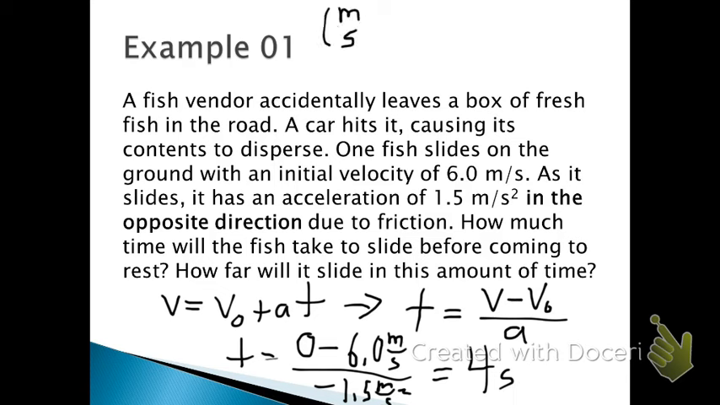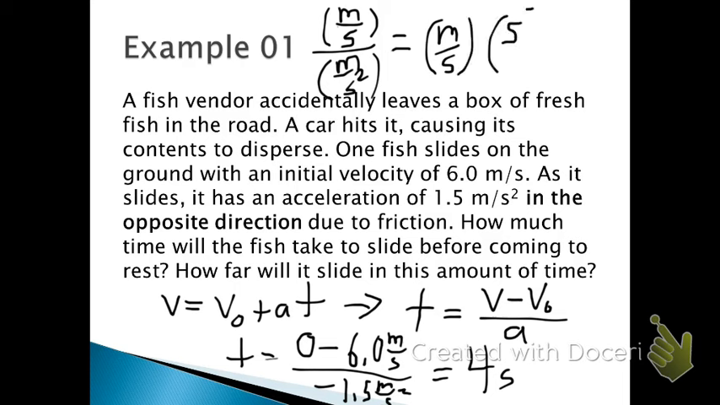I've got meters per second divided by meters per second squared. Cool. Anytime you divide by a fraction, it's the same as multiplying by its reciprocal. So this is the same as meters per second times second squared over meters. And check it out. My meters cancel. My second squared's up top cancels with seconds below. I'm left with seconds, which is a unit of time. So everybody's happy. I'll put a little green smiley face on here to indicate that. Cool. So 4 seconds is how long the fish takes to slide to rest.